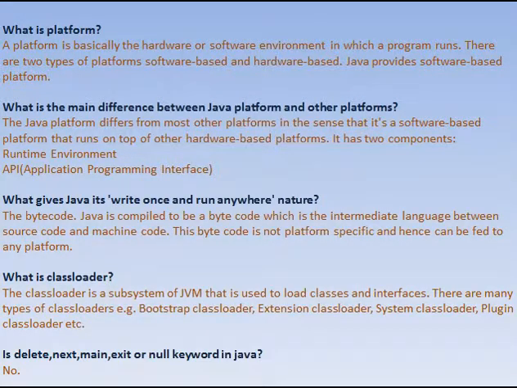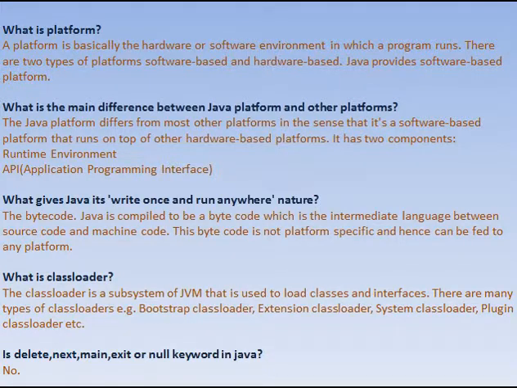What gives Java its write once and run anywhere nature? The bytecode. Java is compiled to be a bytecode, which is the intermediate language between source code and machine code. This bytecode is not platform specific and hence can be fed to any platform.